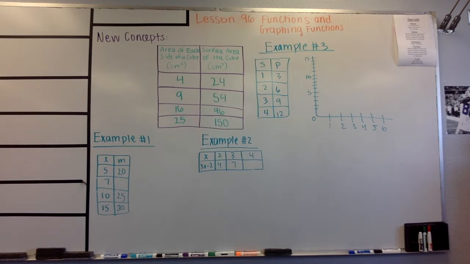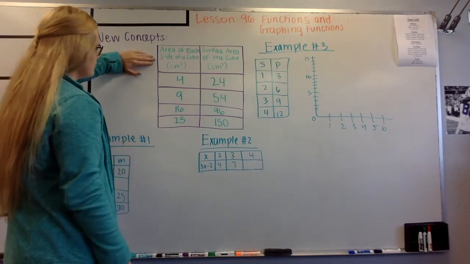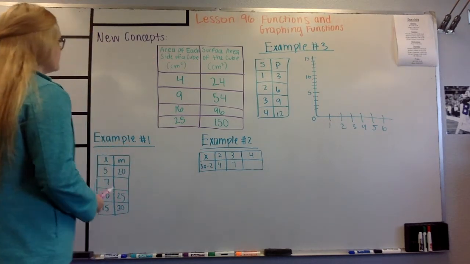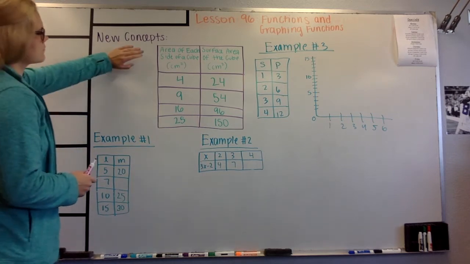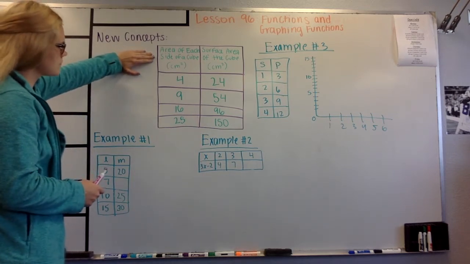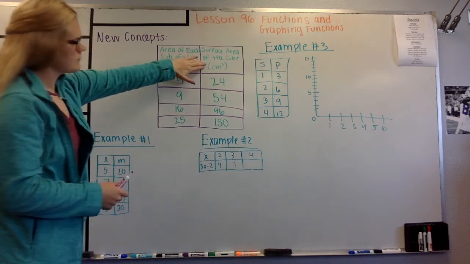Our new concept is the surface area of a rectangular prism is the sum of the areas of its sides. A cube is a special rectangular prism with 6 square sides. If we know the area of one side of a cube, then we can find the surface area of the cube. So if we look at our purple graph up there, we can see the area of a side is 4 centimeters. And we look over at the surface area of the cube and we see 24.